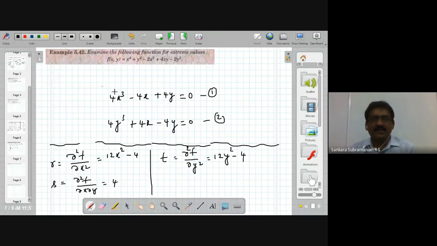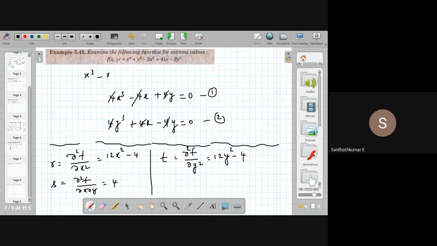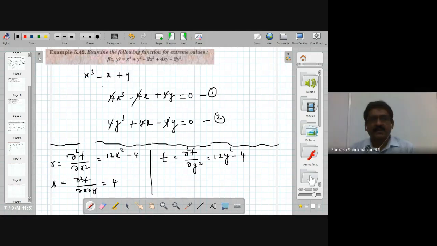So as he said, there are some common terms available, you can cancel it. So you can have the term like x cube minus x plus y equal to 0. This is your new equation number 1.